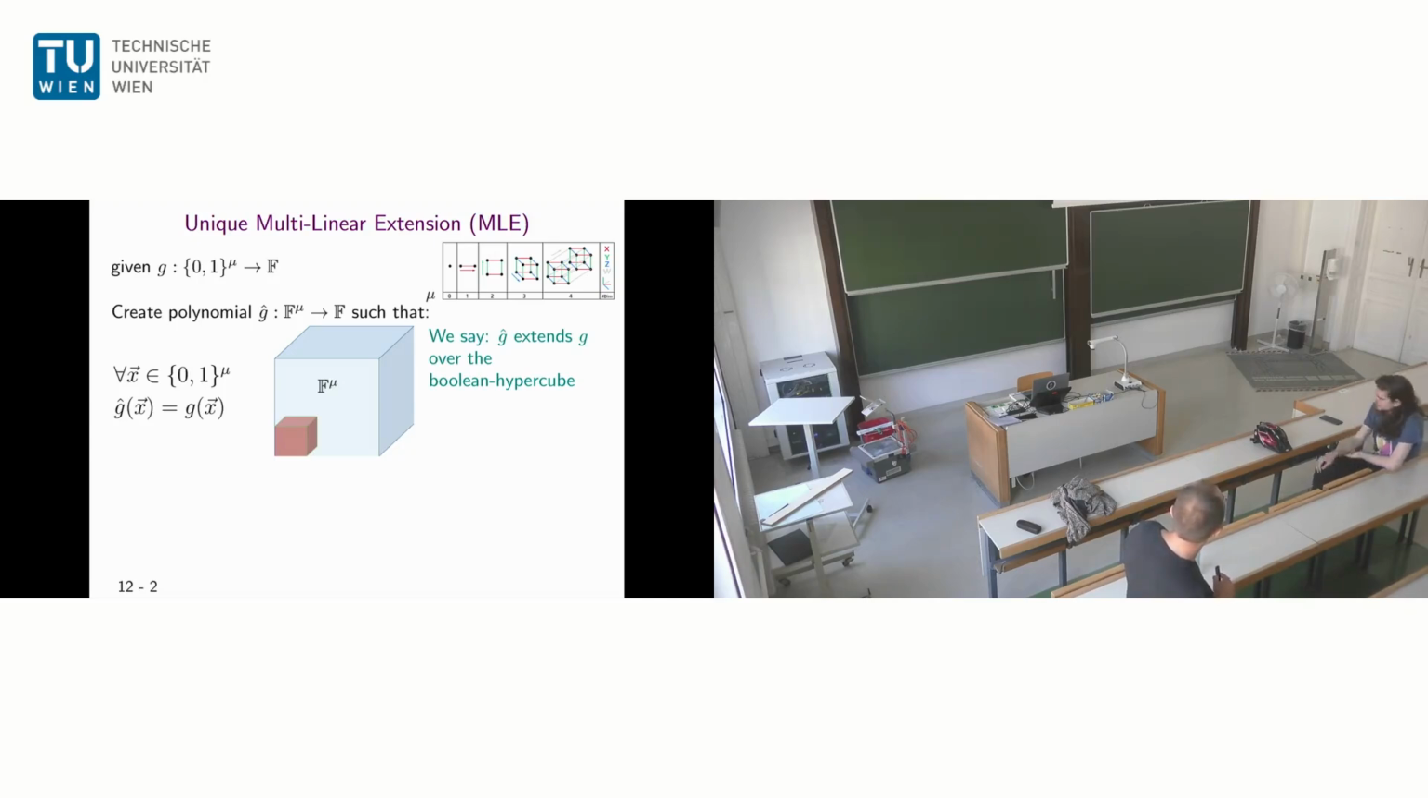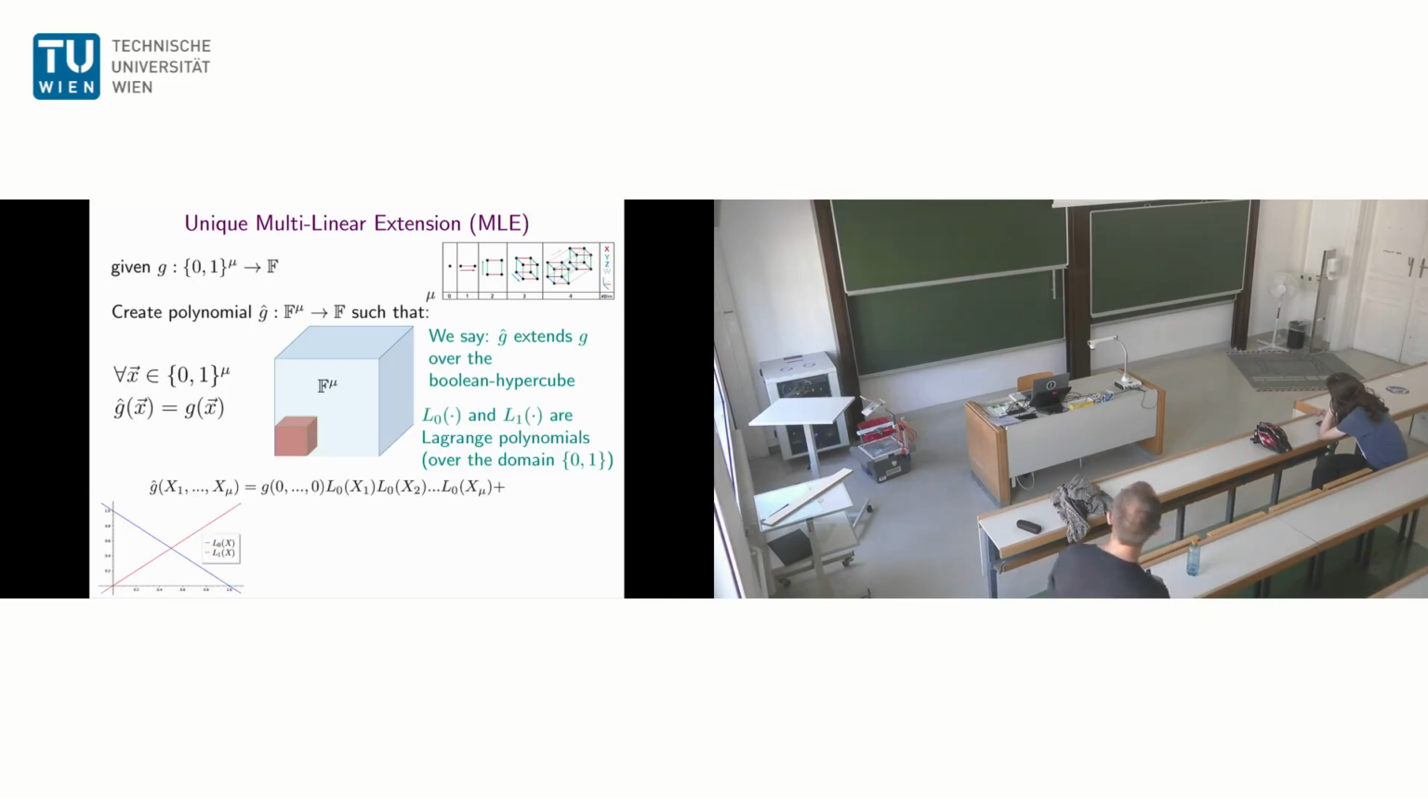It's 0 and 1. Data lies in this cube, and we could also evaluate our polynomial outside, but if we evaluate it inside this red cube, our polynomial has to agree with the initial function. You have seen this before for Lagrange interpolation, but now it's just high dimensions. The way to construct these objects is fairly simple if you think about it. Let L0 and L1 be the Lagrange polynomials over the domain 0 and 1.